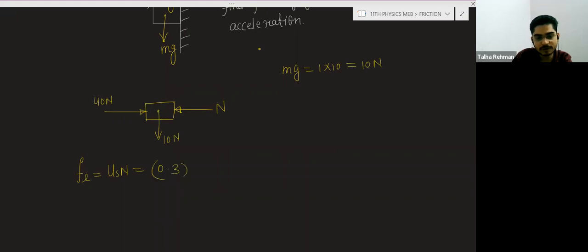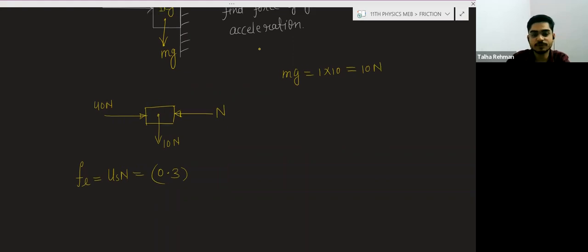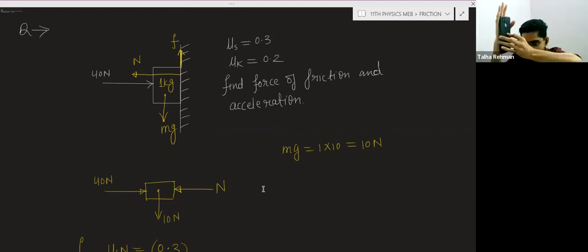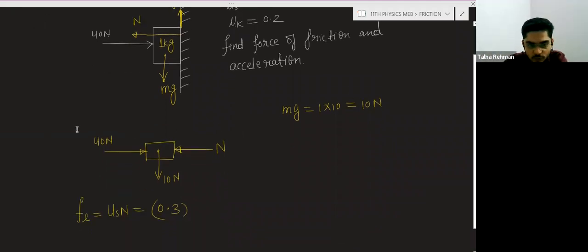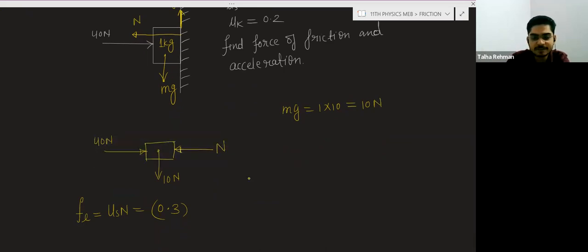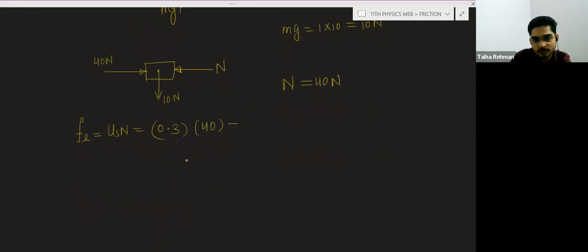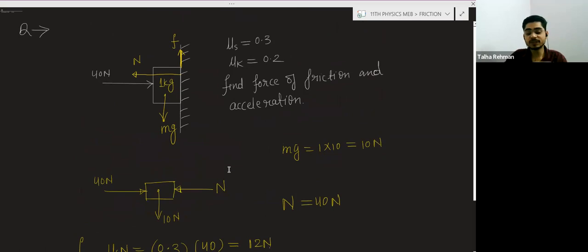Now normal reaction, what will be the normal reaction? Will there be any motion in this direction? No. You can see here, this is the force applied. So if there will be a motion, then there will be a motion in the downward direction, not in this direction, because this is a wall. This wall is fixed. This block cannot penetrate the wall. Okay, this is common sense. So basically, there is no motion in this direction. So you can say that net force in this direction is equal to zero. Then you will get normal reaction is equal to 40 Newton. So here you will write 40. What you will get? 12 Newton. Limiting friction force is 12 Newton.